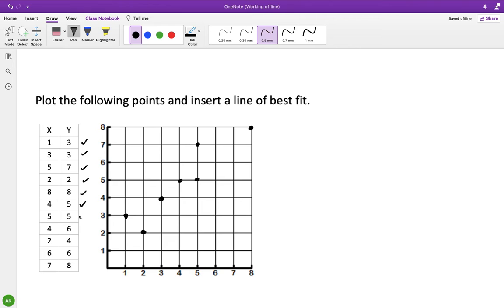5, 5. 4, 6. 2, 4. So quick reminder, the first value, X, says how far we're going to the right. The other one says how far we're going up. And then 6, 6. And then finally 7, 8.